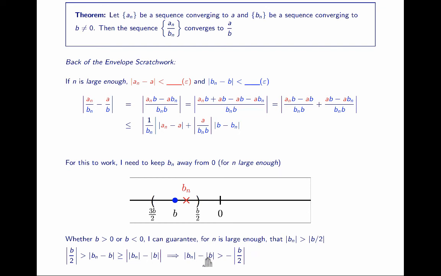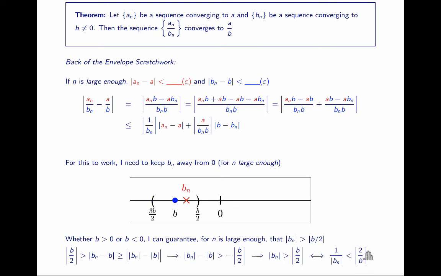Now I add the absolute value of b to both sides, and I get that the absolute value of bn is greater than the absolute value of b over 2, which is what we observed in our sketch. So we see that the distance from bn to 0 is greater than the distance of b over 2 to 0. Whether b is positive or negative, we get the same result. So because bn is bounded below in absolute value by the absolute value of b over 2, I get 1 over bn is bounded above by the absolute value of 2 over b. So I can bound this above, so it doesn't get arbitrarily large. And so that's good if I'm trying to make this arbitrarily small.